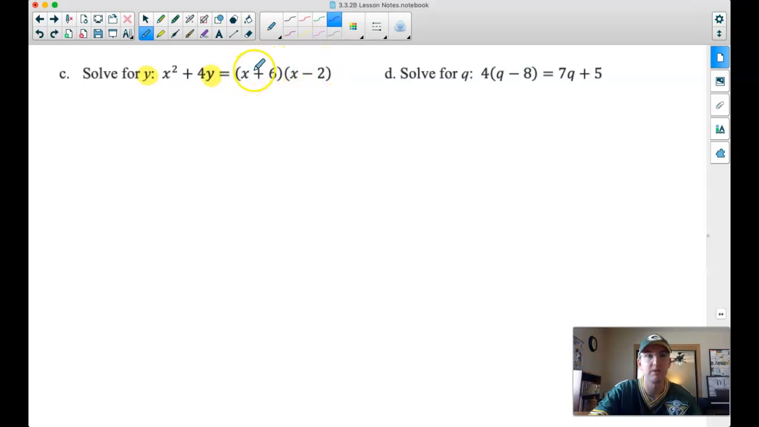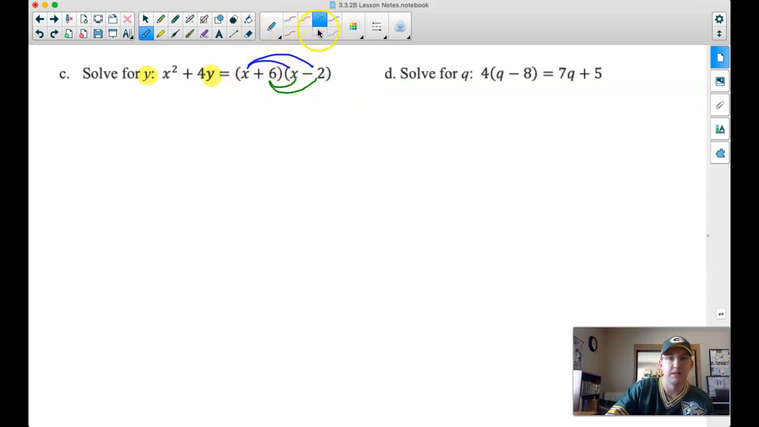So again, when we distribute or double distribute like this, we want to take this x in the first parentheses and multiply it by the first x, and then multiply it by the second term in that second set of parentheses. And then we want to circle back and do the same thing with that 6. So take that 6 times that x in the second set of parentheses, and then take that 6 and multiply it by that negative 2.